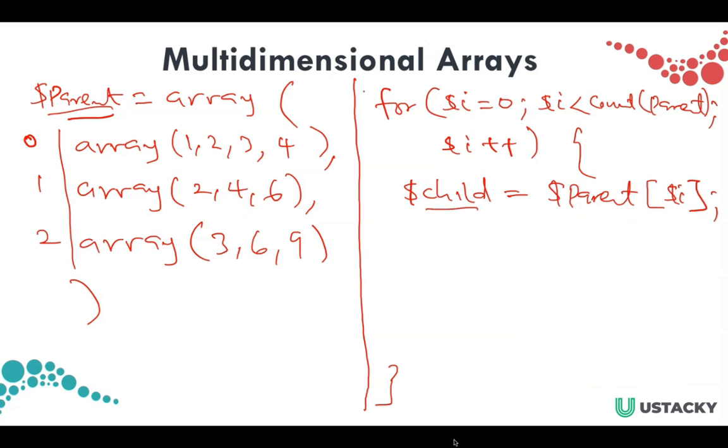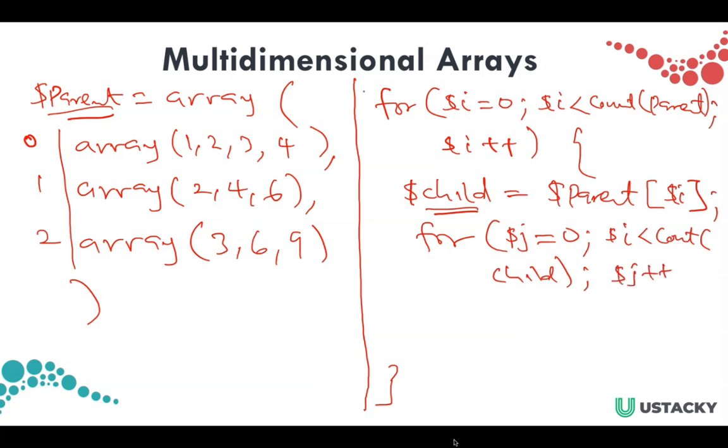But this child is also an array. It is also an index array. So we also need to loop through this child array. So it means we'll be having another for loop for this child array. So you have another for loop, which is inside the main for loop. Instead of using $i, we'll be using another letter. So you have $j equals 0, the starting point. $j is less than the count of the child array, and we have $j plus plus. So here we can get each element of $child. For example, if you'd like to echo each of the elements, you have echo $child and the index is $j. So we have something like this.